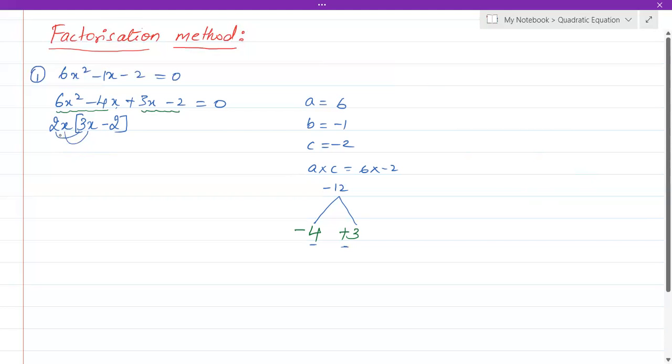X into x is x square. 2x into 2 is 4x. So we are getting the same thing. So no problem. Similarly, whatever sign is there, retain it.